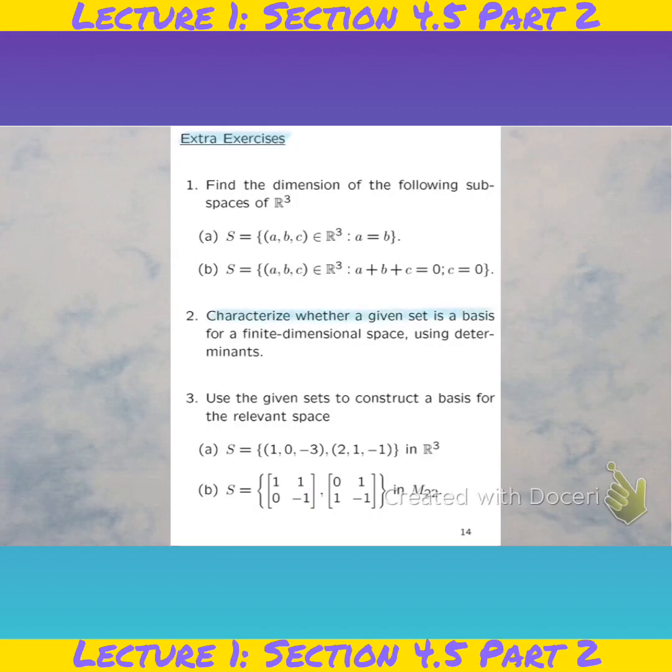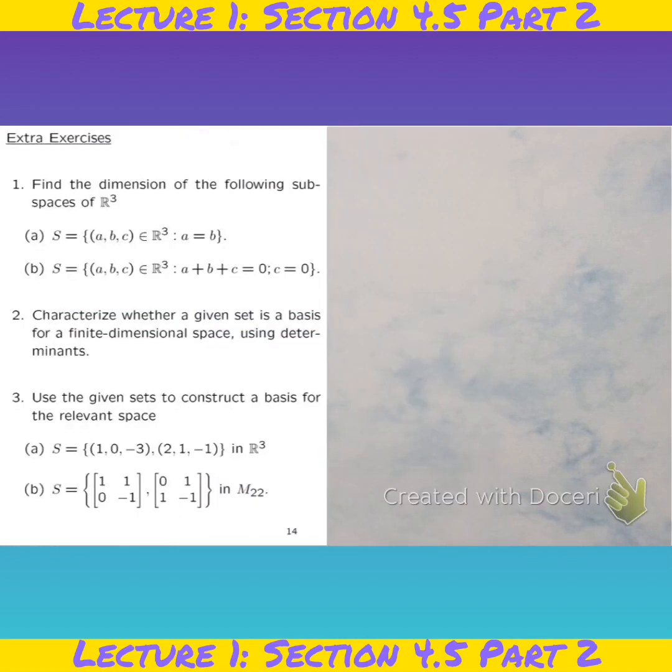Here they ask me to characterize whether a given set is a basis for a finite dimensional space using determinants. Depending on what the vectors look like, I want you guys to think back again to all the theorems we've looked at. In a finite dimensional vector space, all I need to check for a set to be a basis is whether that set is linearly independent or whether that set spans V. So essentially, all I need to actually check is linear independence.